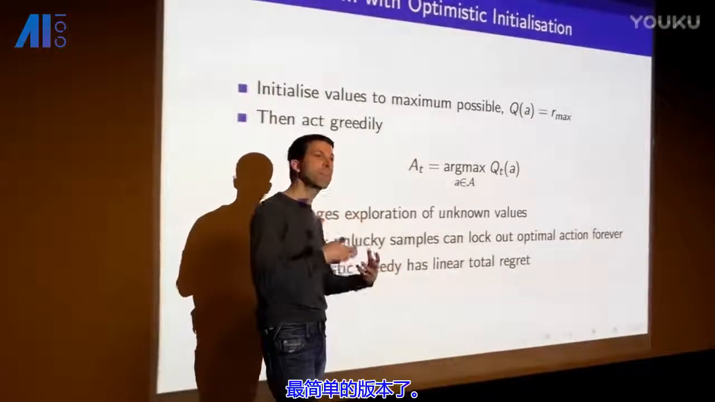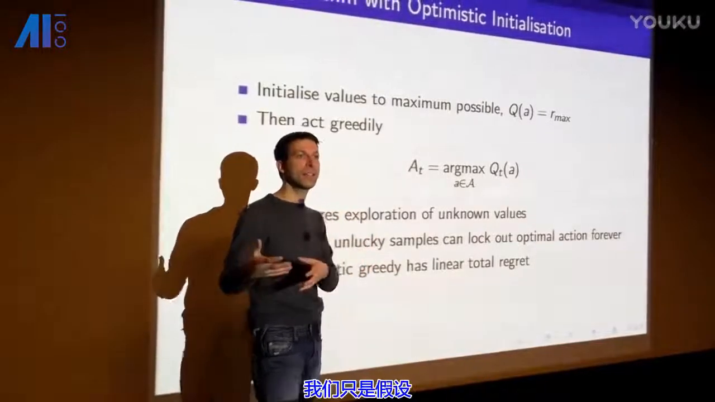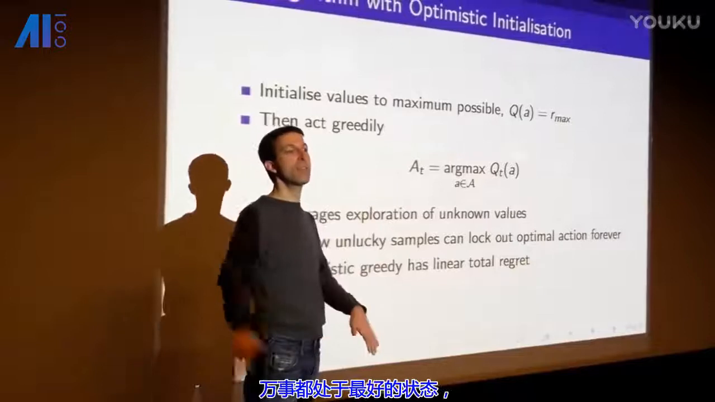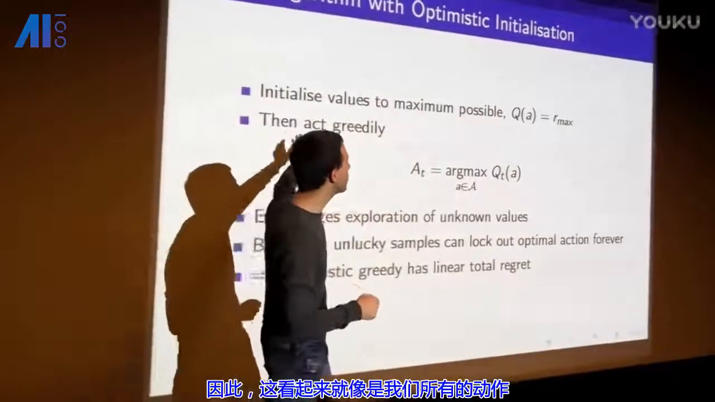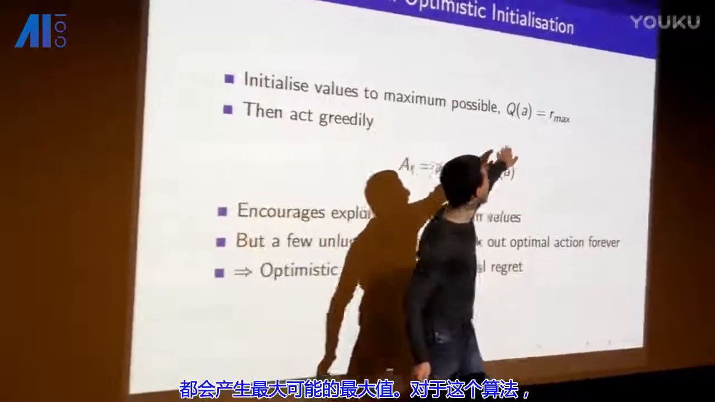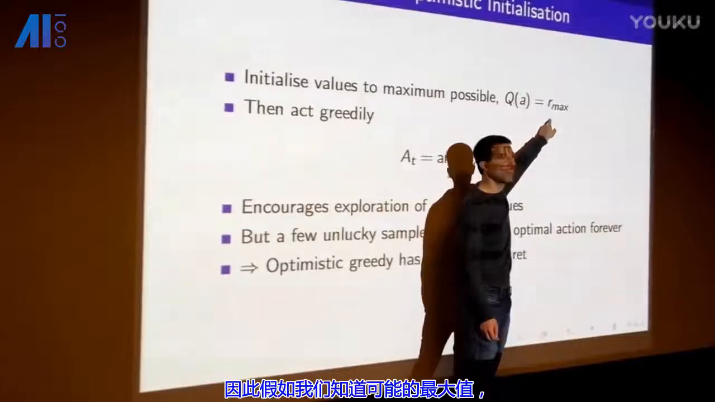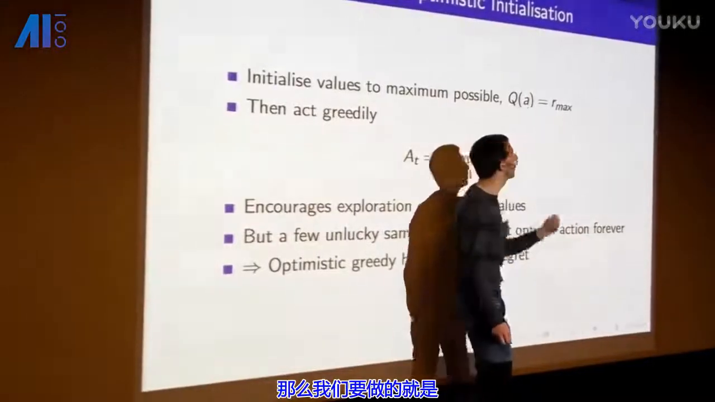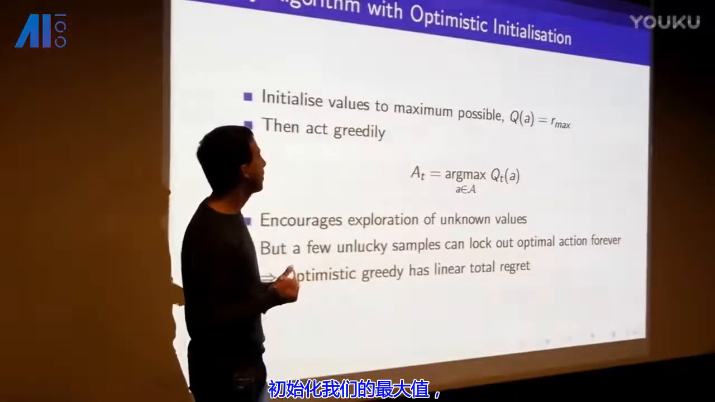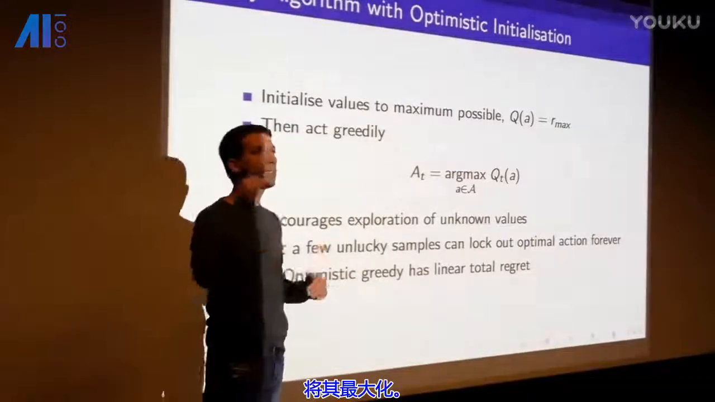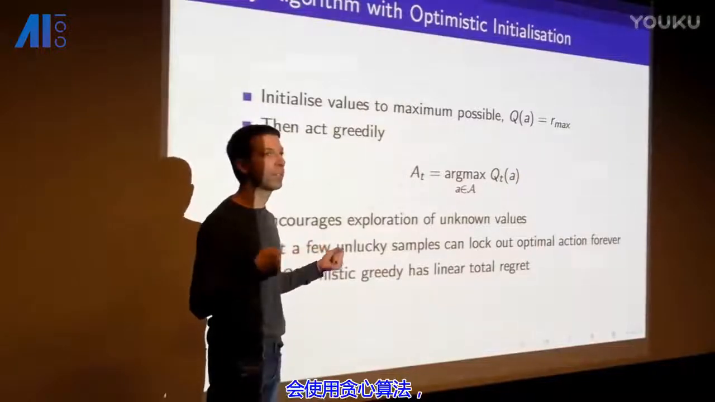So this is the simplest version we'll see of optimism in the face of uncertainty. We're not going to measure the uncertainty, we're just going to assume that everything is really good until proven otherwise. So we're going to assume that all of our actions pay out the maximum possible. So for this algorithm, we need to know the maximum possible. For many of the others that we'll see, we don't. So if we know the maximum possible, then what we do is we just initialize all our estimates to that maximum possible, and then we act greedily from that point onwards.